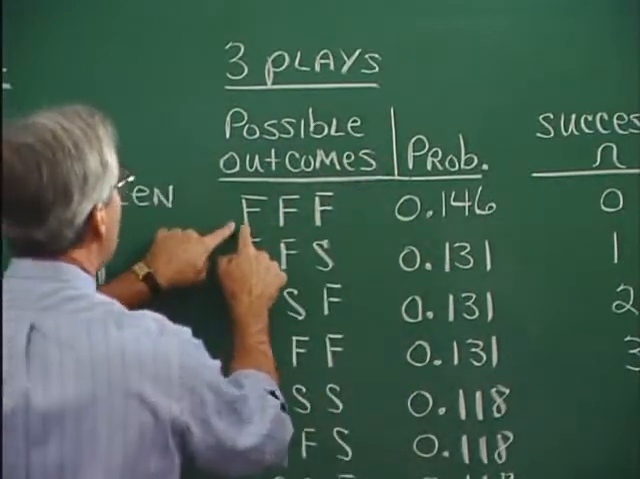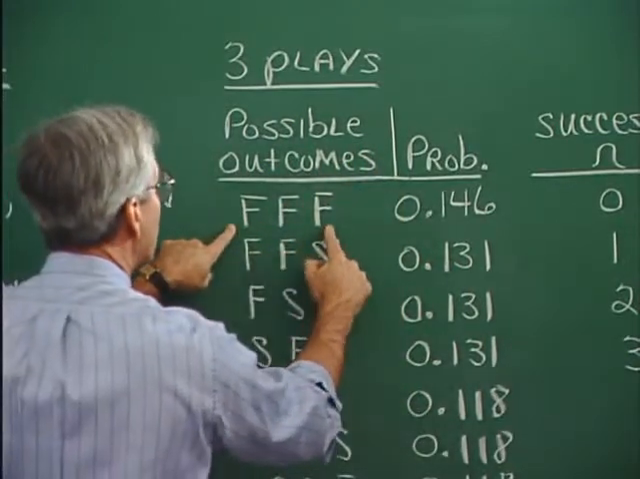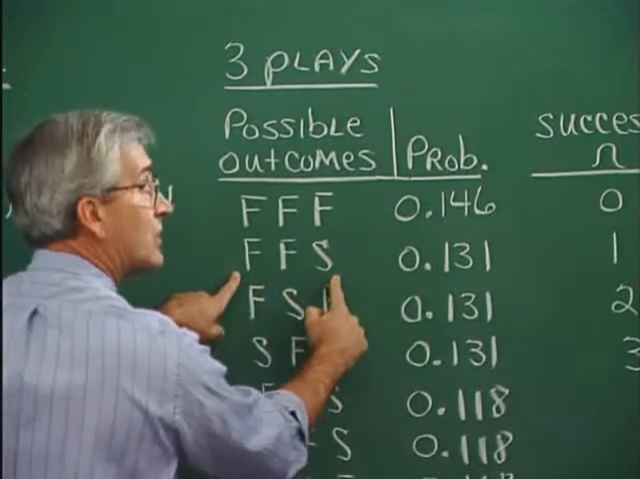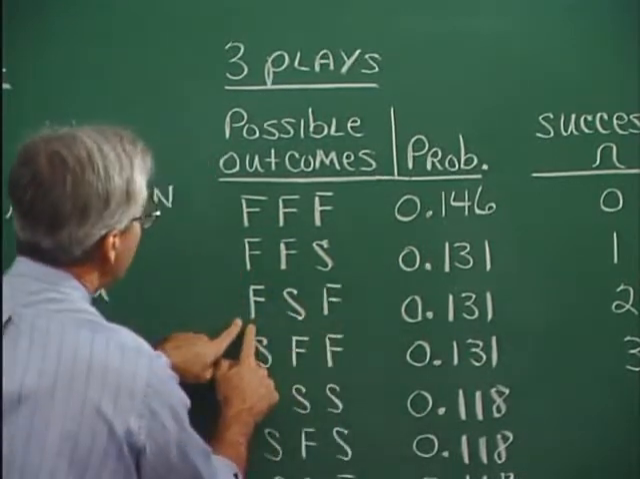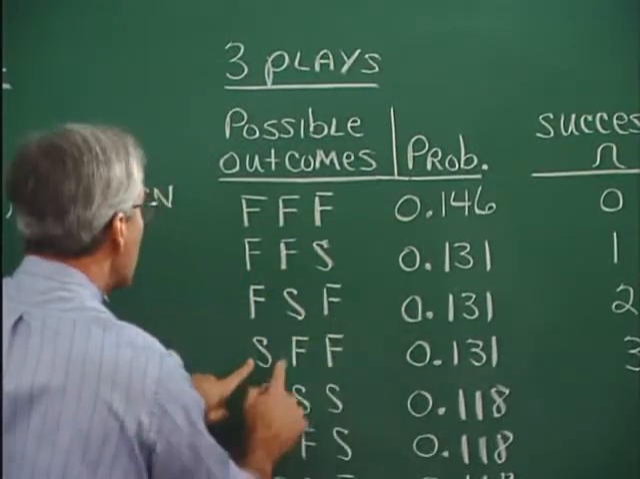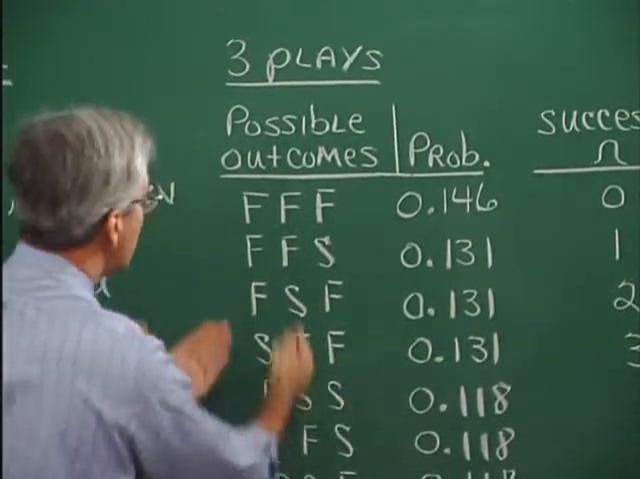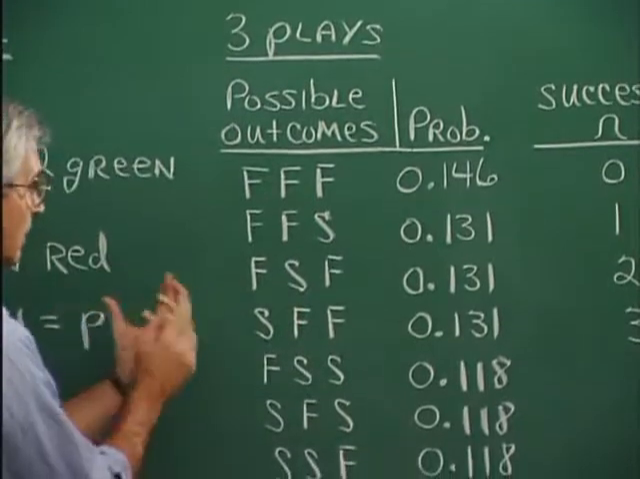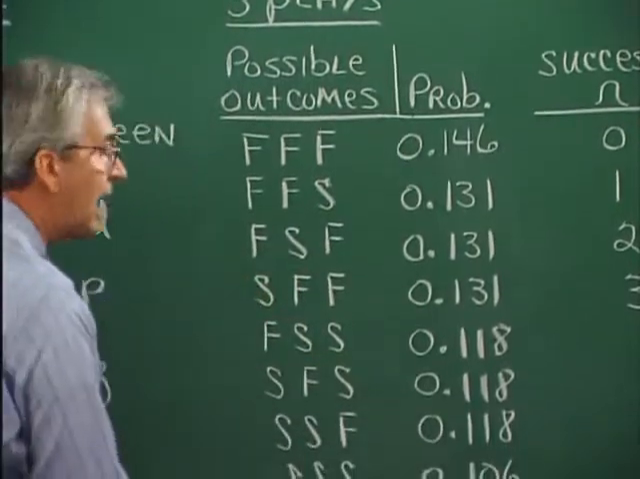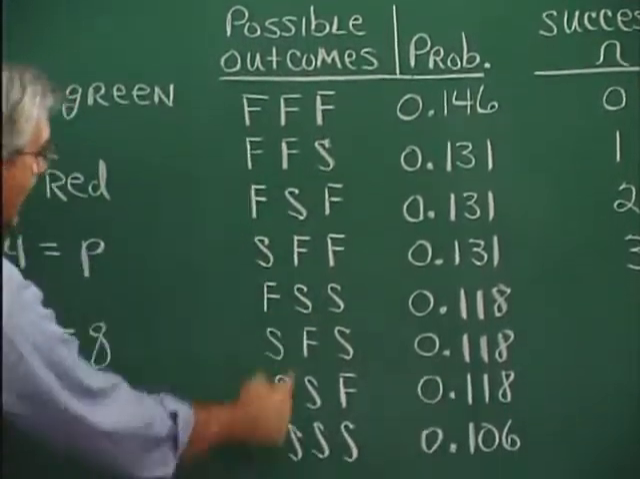Well, we could have failure, failure, failure, failure, failure, success, failure, success, failure, success, failure, failure, and so on. And these are all of the possible outcomes, all of the ways that this can happen. Now, notice that there are 8 of them here.